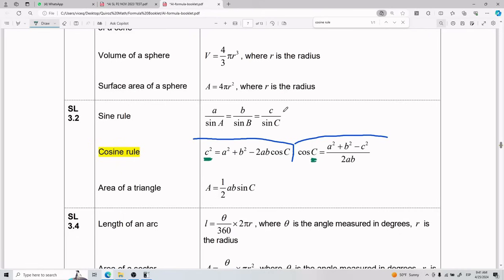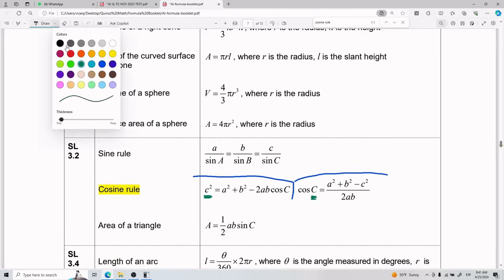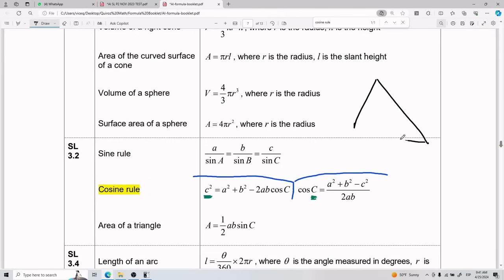There's big letters, there's small letters. What the heck is going on? If you pop out a triangle, the big letter, for example, angle A, big A, is associated to little a. Angle big B is associated to little b. And angle big C is associated to little c. So in other words, little letter is a side, big letter is an angle.